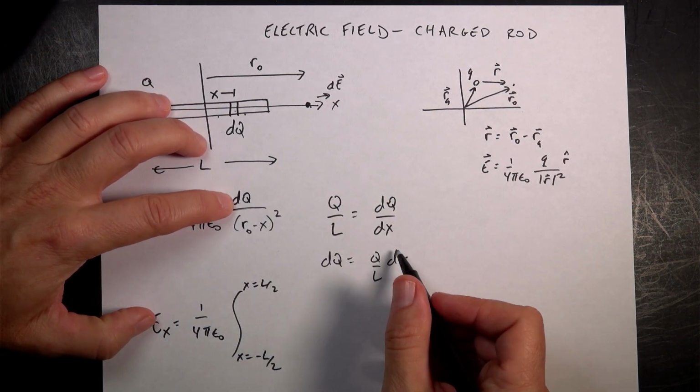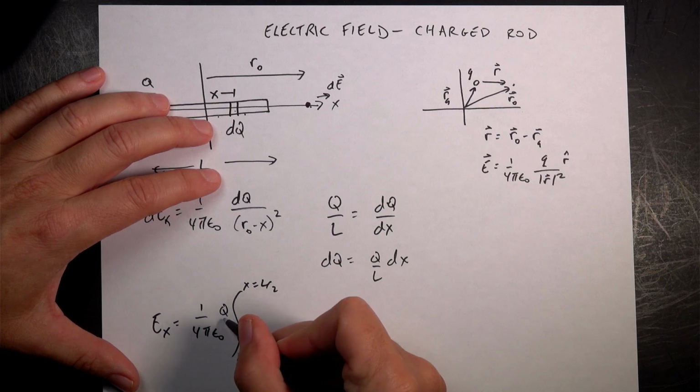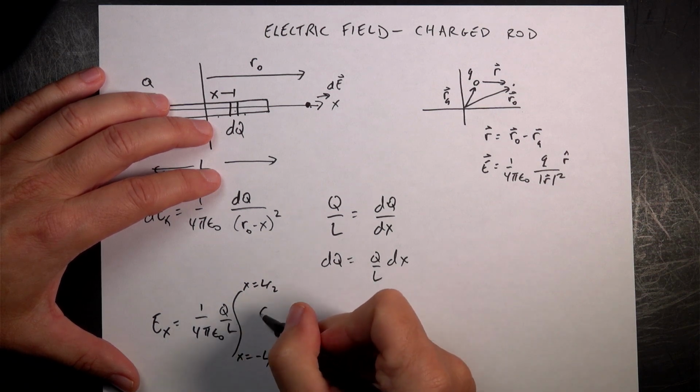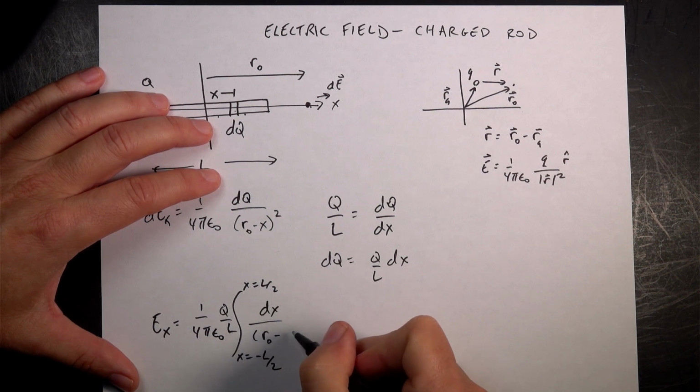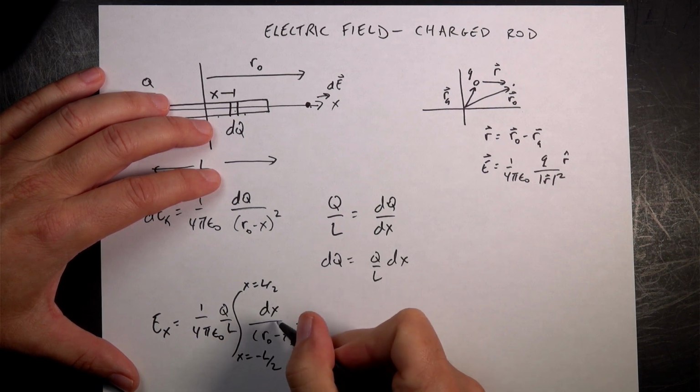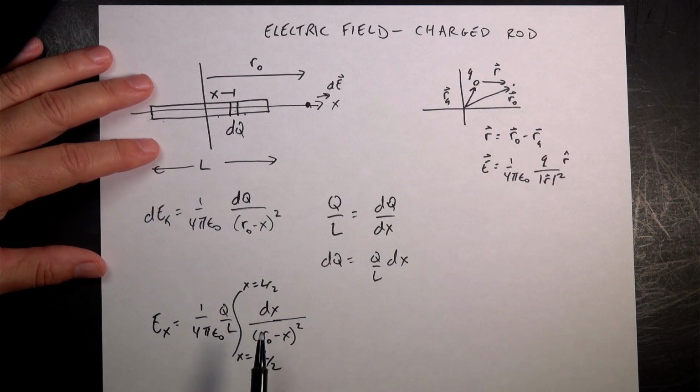I have dq, which is going to be Q over L. I'll put it over here. It's constant. Q over L dx over (ro minus x) quantity squared. So now I just need to integrate this, and I get my expression.